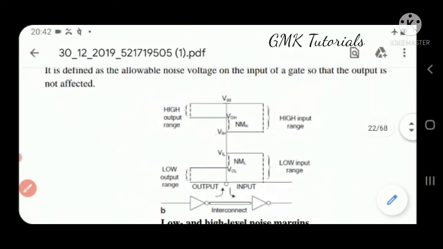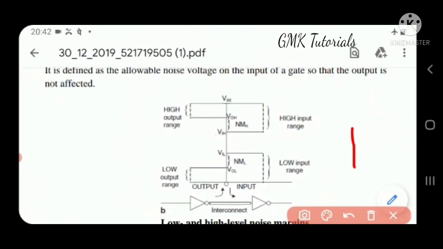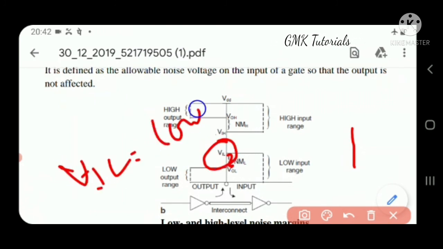Now this is the noise margins actually. A small change is there, so this can be represented as a VIL. VIL is nothing but low input. Why can we call this a low input? This output acts as the input for the next stage. That's why I can call it a VIL. VIL means low input voltage.